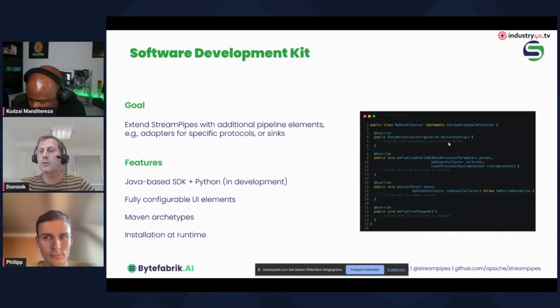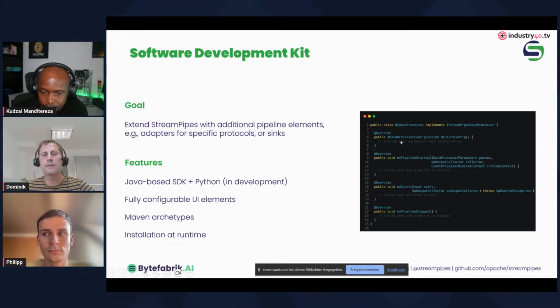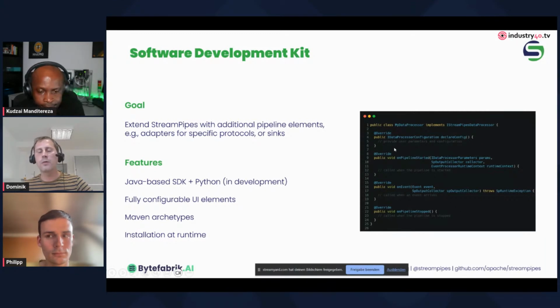And then you provide the user configuration. So the software development kit provides several ways to define the required user input. So if you would like to define a text input or some selection, or also some code input, that's possible to define here. And then there are 3 other methods.